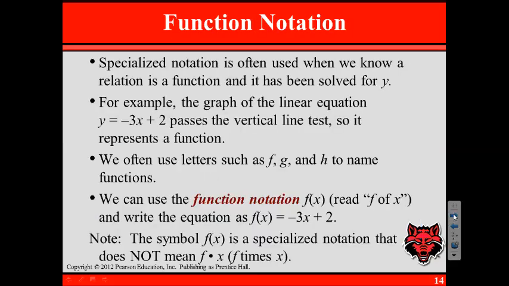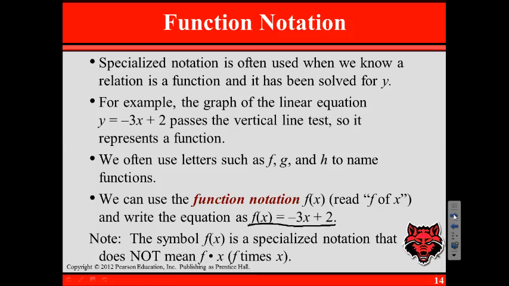When we speak about functions, sometimes we use a specialized function notation. This is often used when we know a relation is a function and it has been solved for y. For example, the graph of the linear equation y equals negative 3x plus 2 passes the vertical line test, and so it represents a function. We often use letters such as f, g, and h to name functions. And so when we name functions, we can sometimes use function notation, such as what we see here.